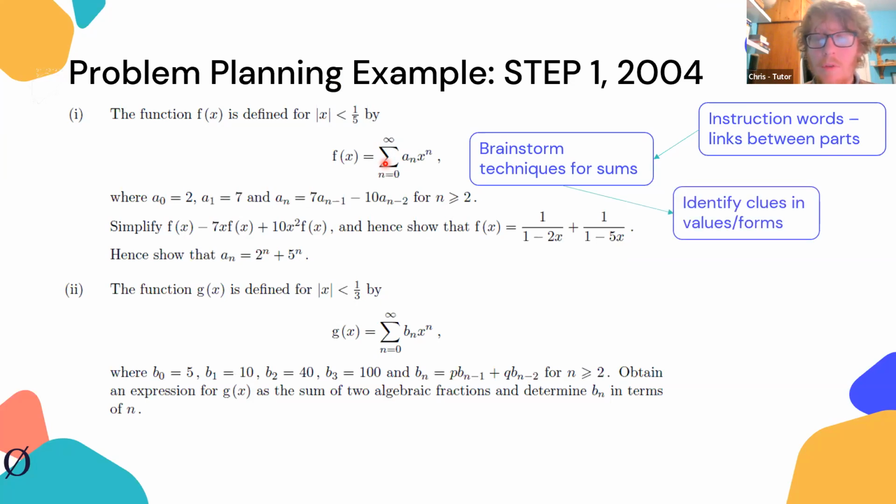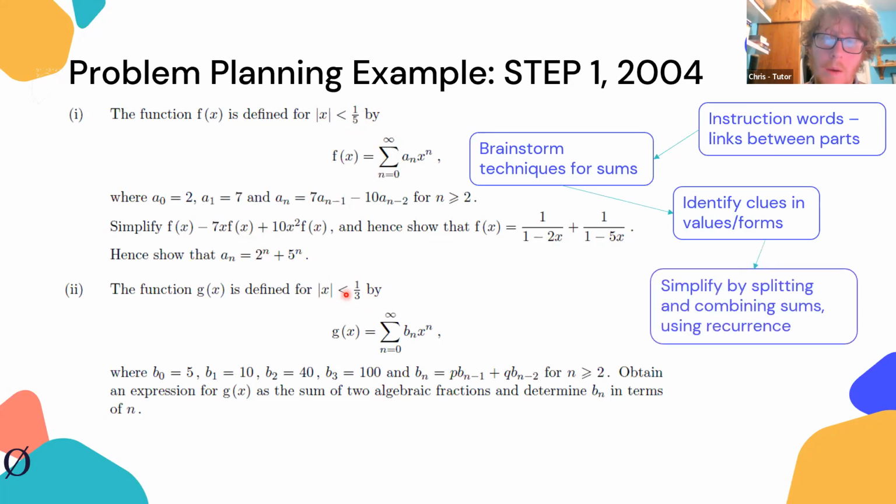Then we went through looking for clues here in the numbers. So are there any seeming coincidences, like the 7 and 10 coming up, the 2 and the 5 coming up in subsequent lines? Maybe the mod x is less than the 5th, mod x is less than the 3rd. Those kinds of clues. And then just going through the actual steps, we did it in the order they said. So we simplify, and there we used our idea that one way to think about this is you're splitting or combining sums using the recurrence relationship.